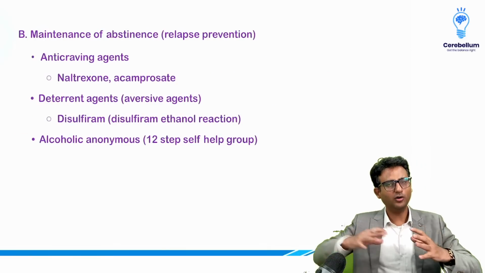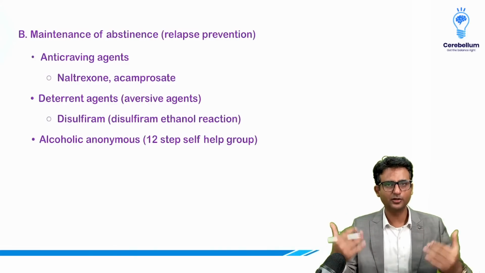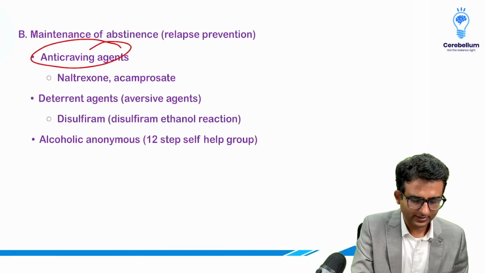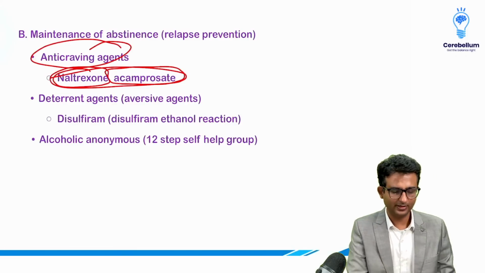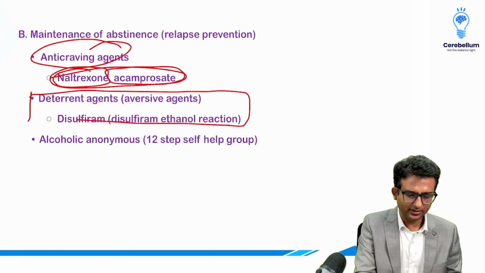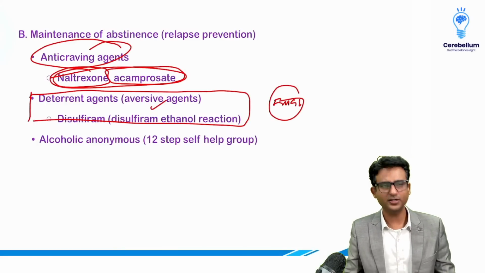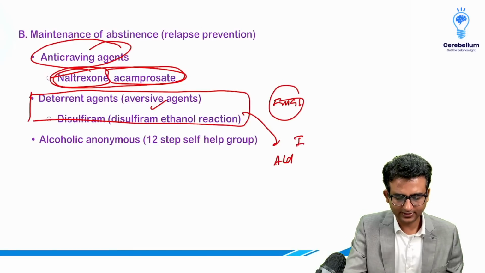Okay. Long term, you want the patient to quit, you want to decrease the craving in the patient. What can you use? Naltrexone and acamprosate. These are more effective. But for the FMG examination, somehow they ask more questions on disulfiram. What is disulfiram? Disulfiram is an inhibitor of aldehyde dehydrogenase.